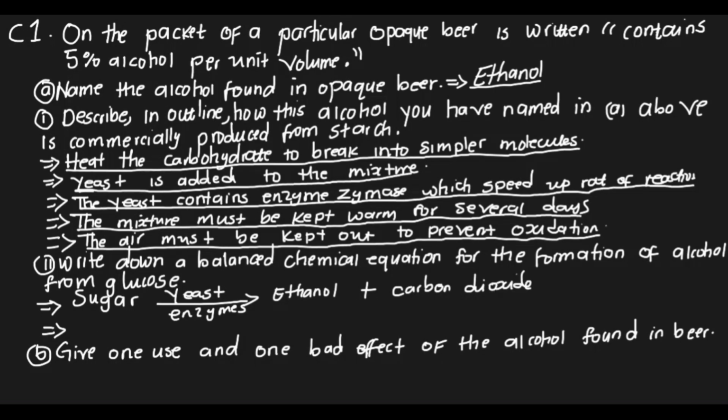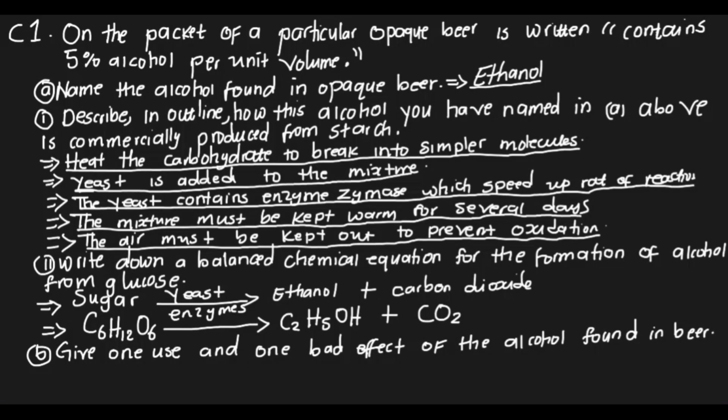The gas that is produced during the formation of ethanol by the process of fermentation is carbon dioxide. Now if you want to convert this into chemical symbols, the sugar has C6H12O6. Then ethanol is C2H5OH, plus carbon dioxide, CO2.